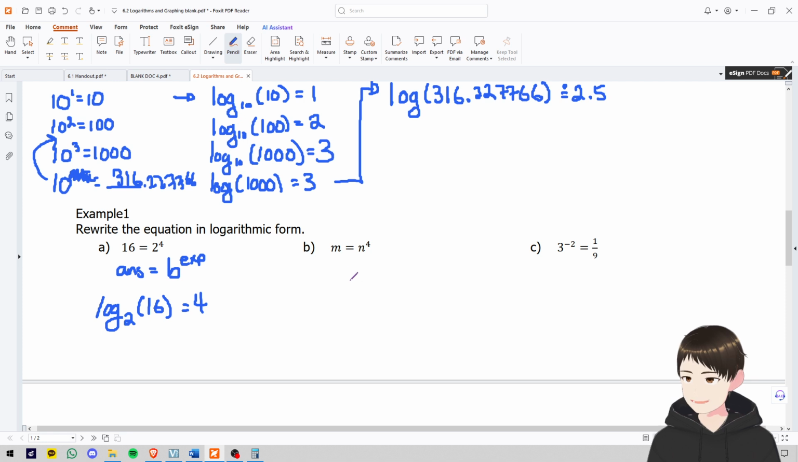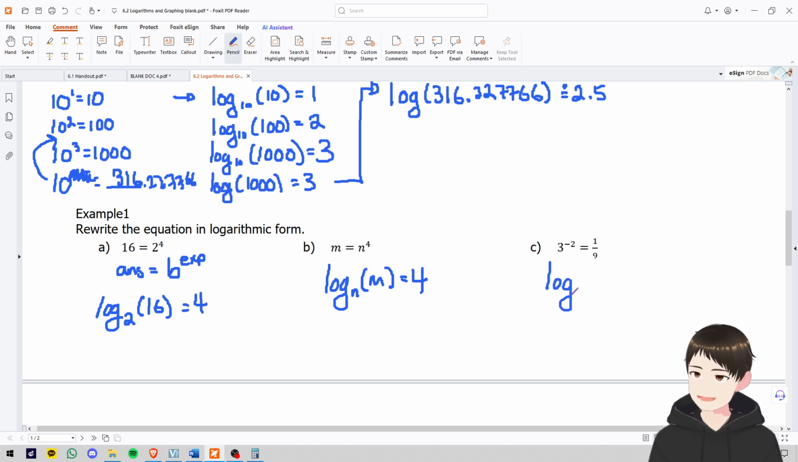Assuming you've tried it and it was paused and we're going on, the correct answer would be log of base n. If the answer was m, the exponent is 4. Log of base 3: if the answer was 1/9, the exponent must have been -2.